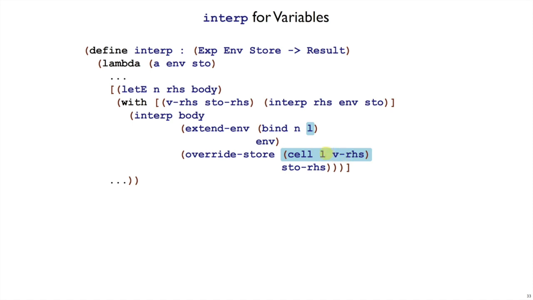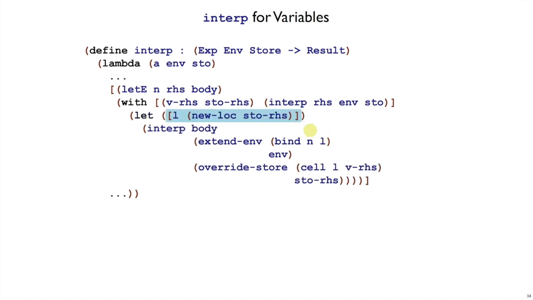And that only leaves the question of where does L come from. L should be a new location, so we will use our new loc function to allocate a new address and use that for the new variable, both in the environment and updating the store to have its value.